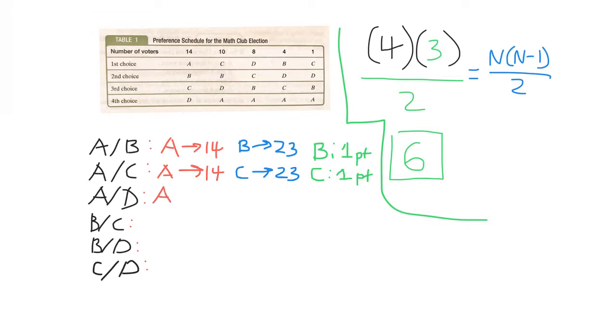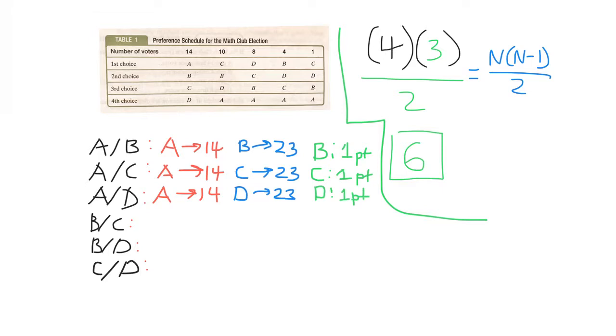And it's going to be the same thing with A versus D. A is going to get 14 points, and I know that for sure because A got first place in this column, and A got last place in every other column. So this is essentially going to be a repeat of the same scenario. So D gets 23 points because D totally beats A here, beats A here, beats A here, beats A here, and 10 plus 8 plus 4 plus 1 is 23. So therefore D gets a point.